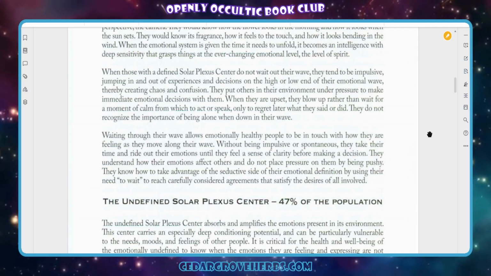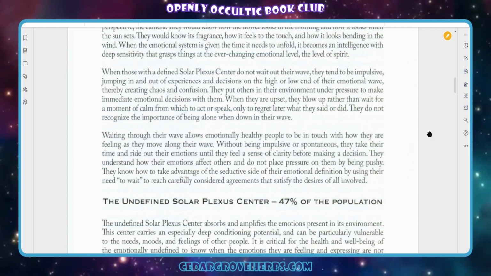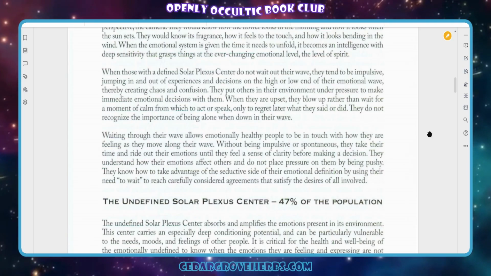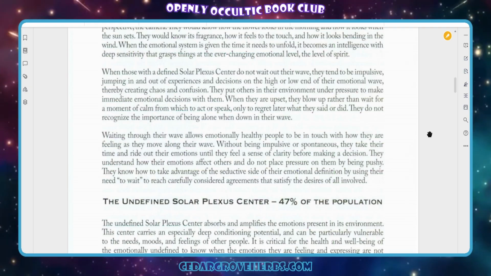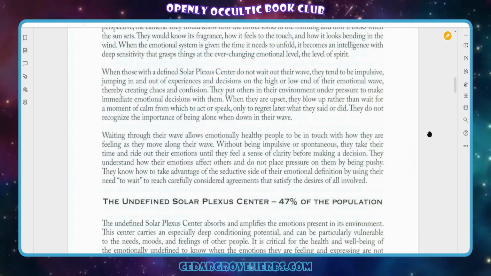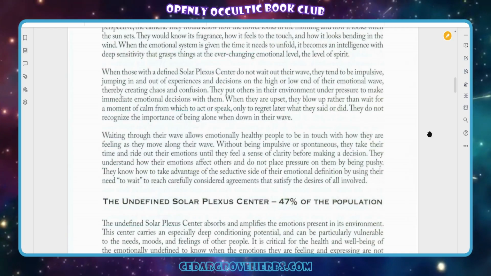They understand how their emotions affect others and do not place pressure on them by being pushy. They know how to take advantage of the seductive side of the emotional definition by using their need to wait to reach carefully considered agreements that satisfy the desires of all involved.